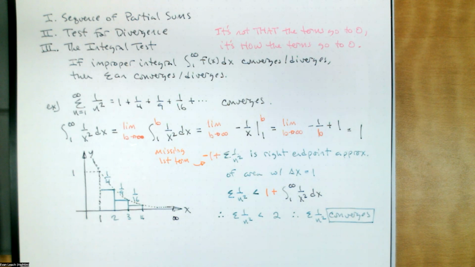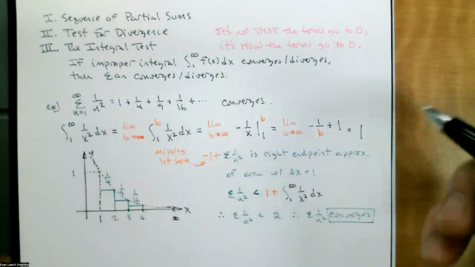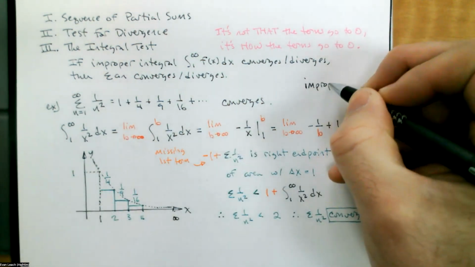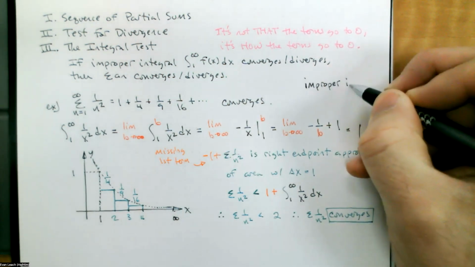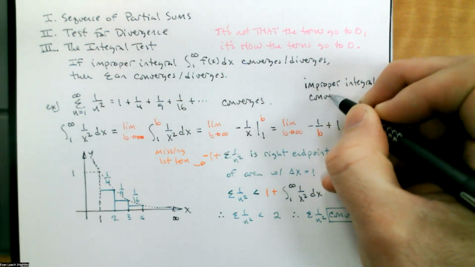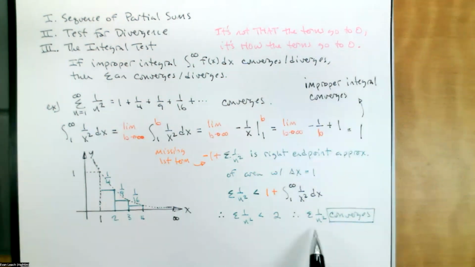So here we can visualize how the integral test works. Since we got a 1 for the improper integral, we would say the improper integral converges. Therefore, the series converges by the integral test.